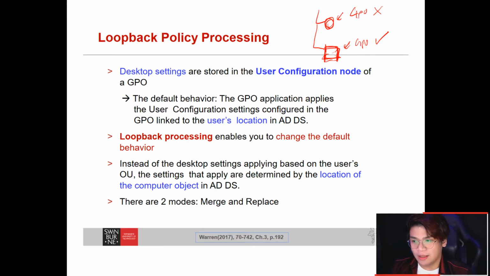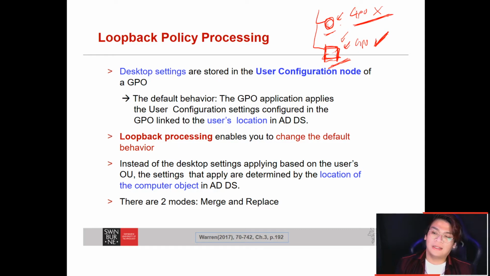Okay, by default behavior, the GPO application applies the user configuration settings configured in the GPO linked to the user's location in ADDS. So if I log in inside this computer, I cannot change the wallpaper because my username is not listed in this GPO that says I can change wallpaper. So I cannot change wallpaper because it will follow my GPO. So loopback processing enables you to change this default behavior. Instead of the desktop settings applying based on the user's OU, the settings that apply are determined by the location of the computer in the ADDS.